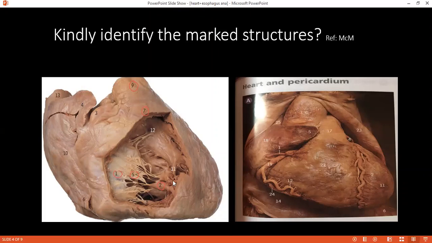What is 2? Can you see 2 here? Yes, ma'am. 2 is papillary muscles. So how many are there normally present? 3 to 5, ma'am.